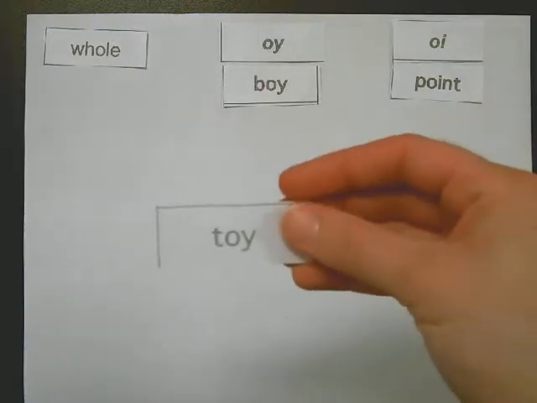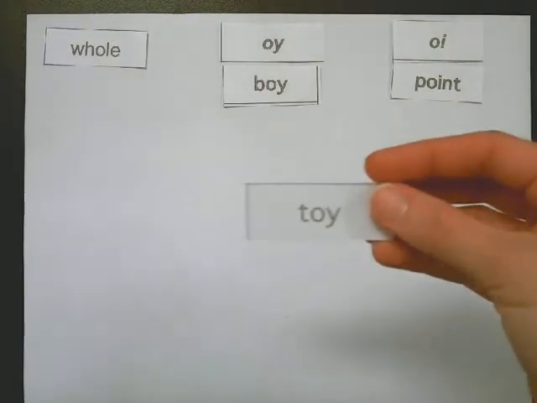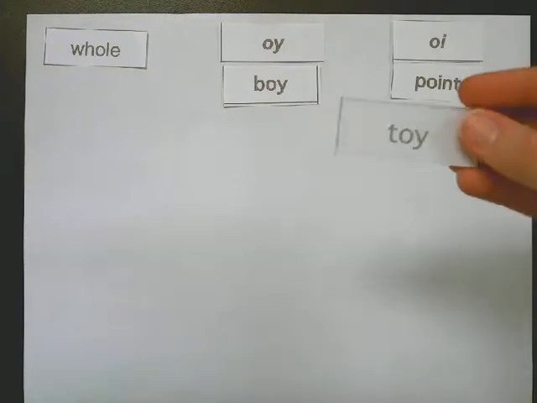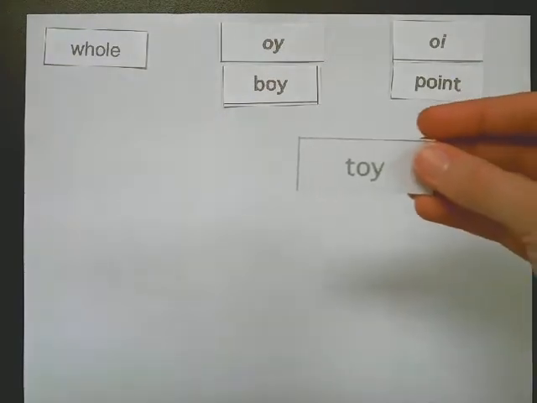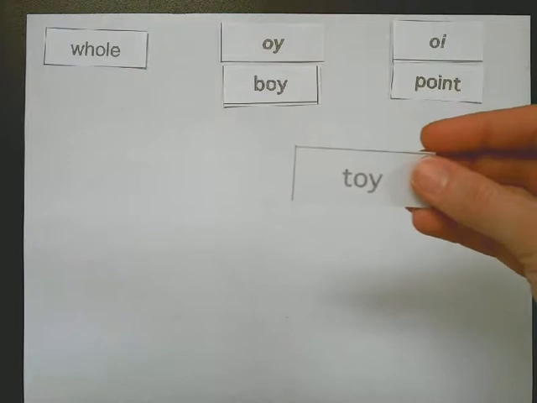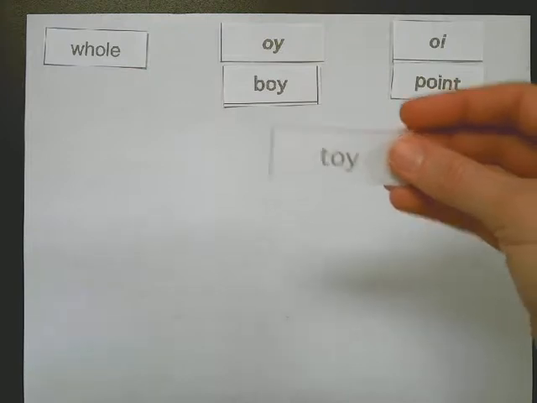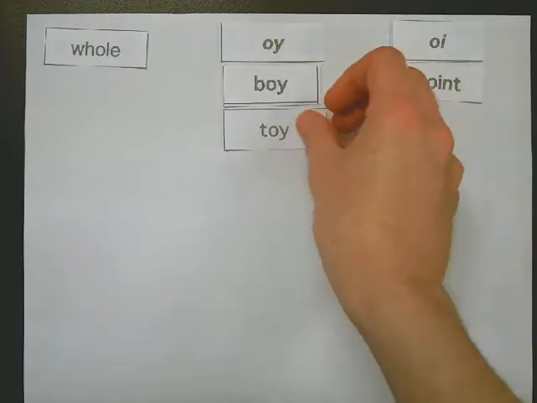This is the word toy. I hear that oi sound, the diphthong OY, so I'm going to put it over here, and then depending on how it's spelled, I can sort it further. Toy has OY, like in boy, so that one belongs here.